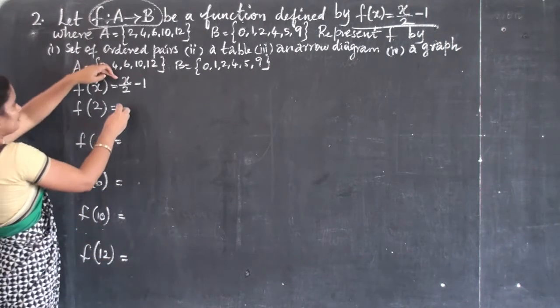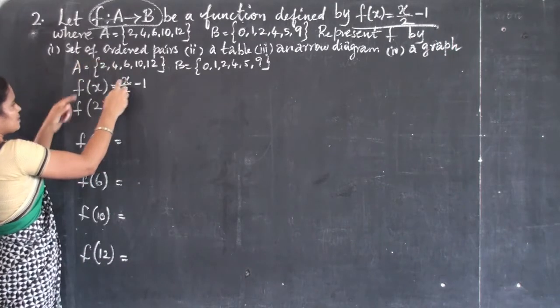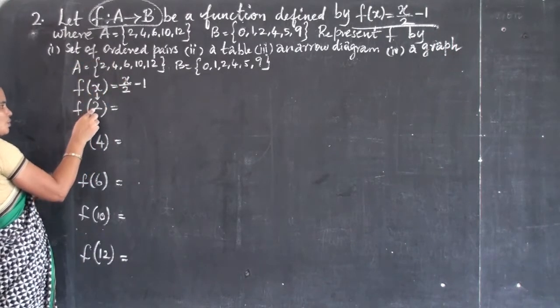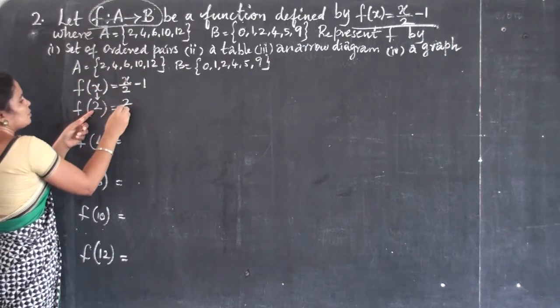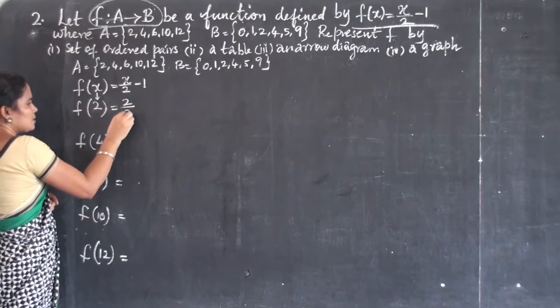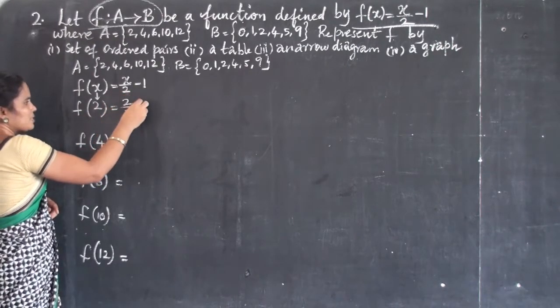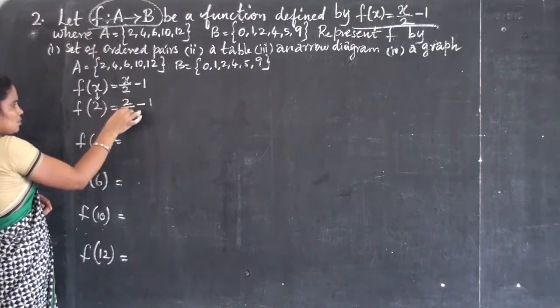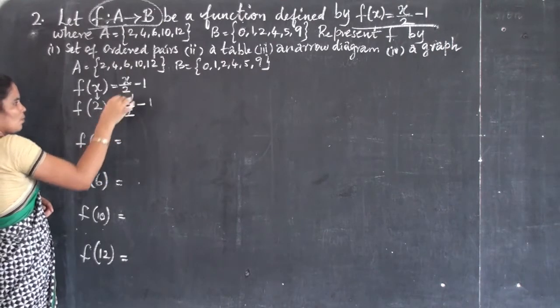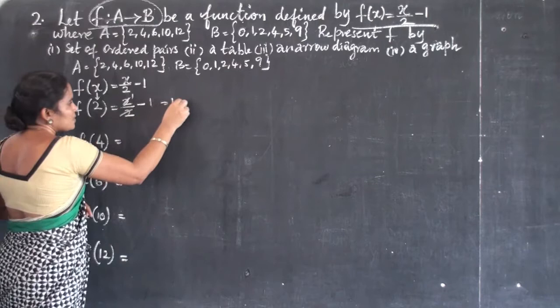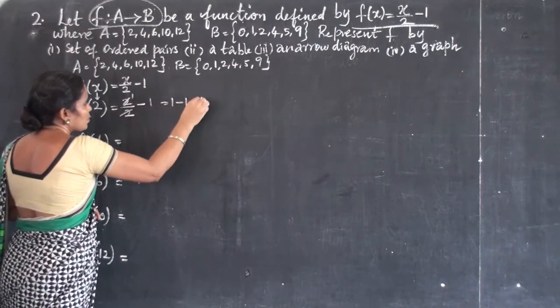Here, in the place of x, I have written 2. So this 2 is the numerator and this 2 is the denominator already given in this equation, minus 1. 2 divided by 2 is 1. So 1 minus 1 is equal to 0.